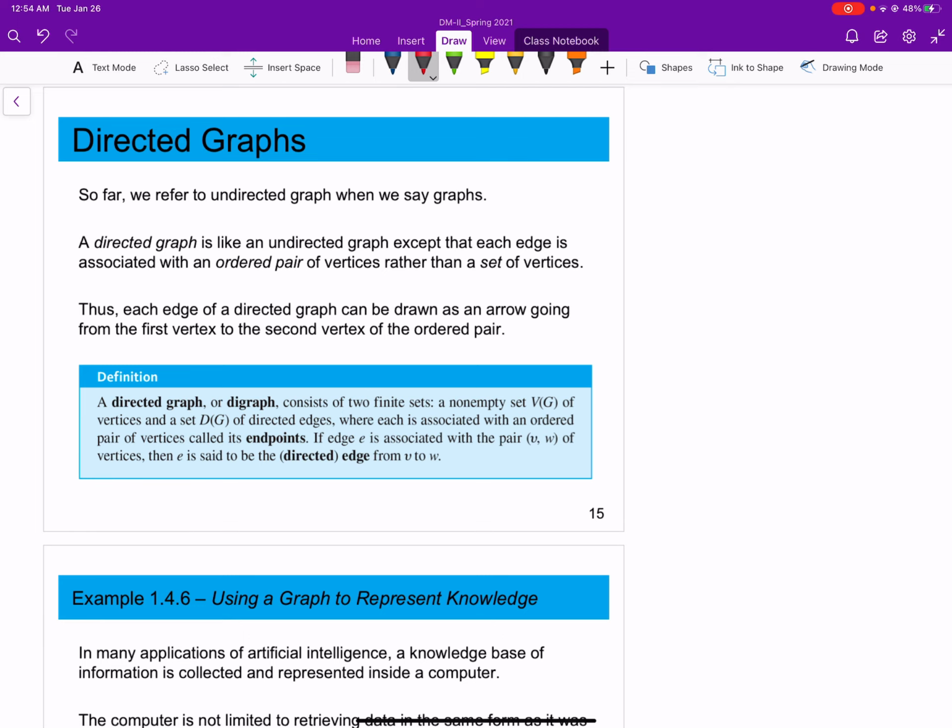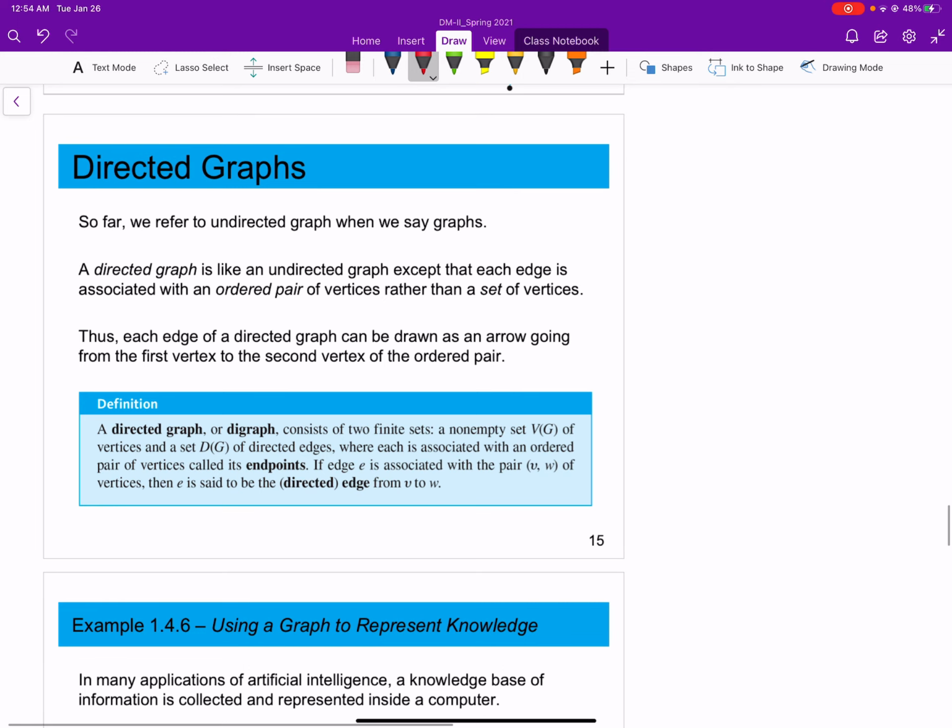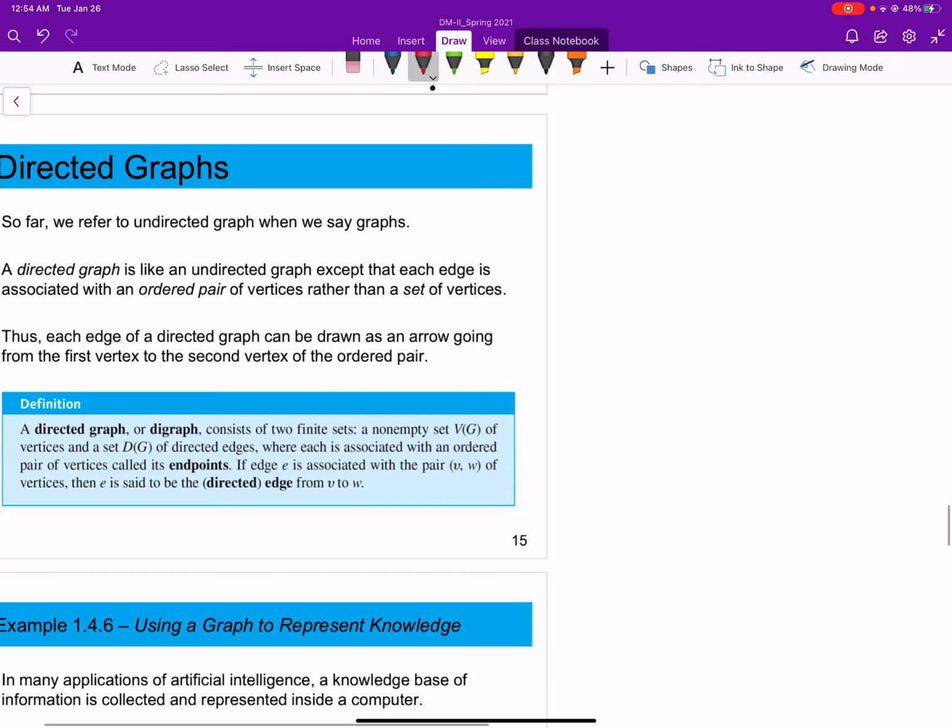There are two main types of graphs: directed graphs and undirected graphs. The undirected graphs are the graphs that we have learned so far. Undirected graphs are graphs where the direction is not important, like friendship. If you consider a friendship network, that is actually an undirected graph.